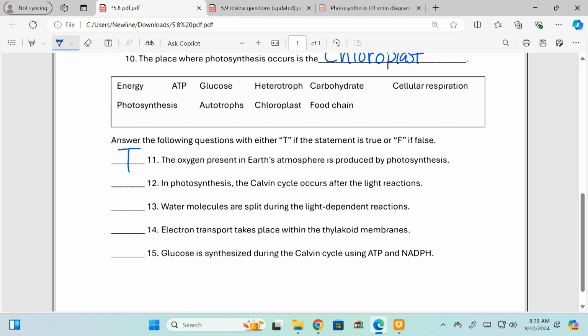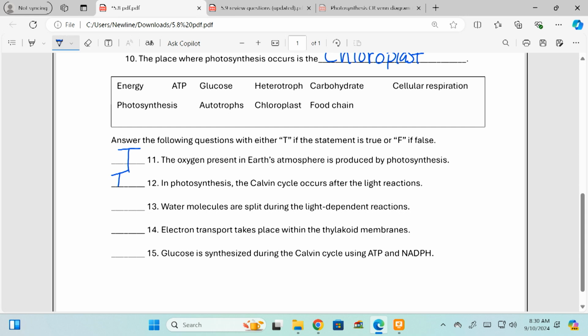So the next one, number 12, in photosynthesis, the Calvin cycle occurs after the light reactions. Well, remember there's 2 parts of photosynthesis. The light-dependent reactions happen first, and then the Calvin cycle happens next. So number 12 is also true. Okay, let's keep it going.